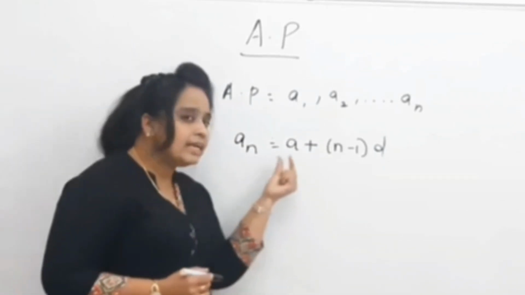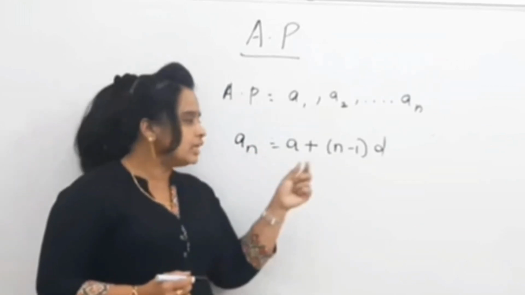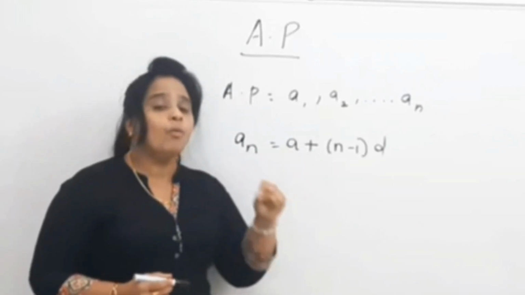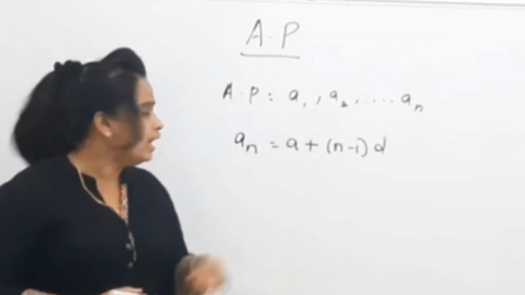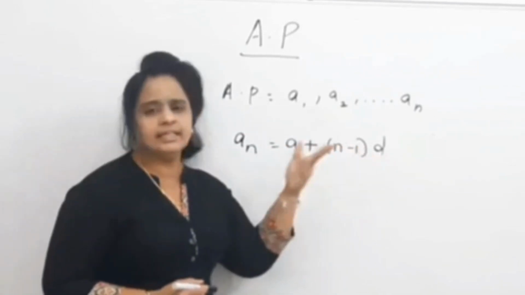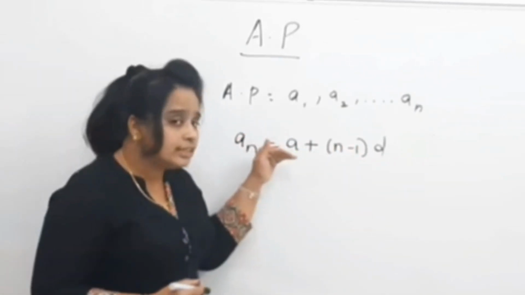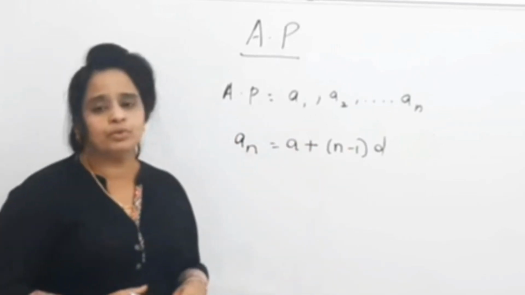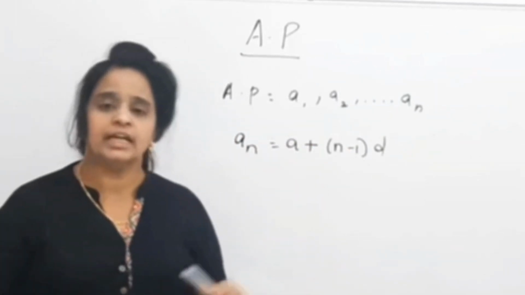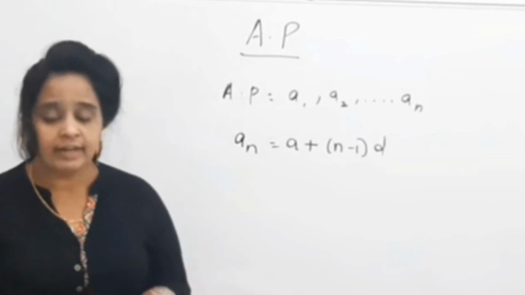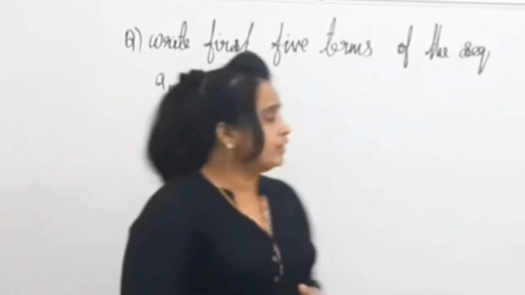So if you understand this small difference, you will be able to find what they are asking in the question. And of course, a is the first term and d is the common difference. You know it. So based on this concept only, we are going to do the very important questions in this video. Hope everyone is ready for the question. And then look at the first question.